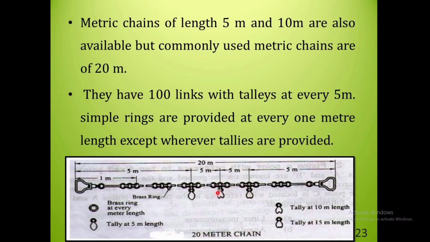On the chain we cannot mark the numbers, so this tally indicates certain meters of chain length. For example, here you can see that there is a tally which is similar to this. That means if you are measuring a distance from one brass handle to this point, the distance covered will be 5 meters. Similarly, if you get this tally in the chain line, you can make sure that the distance of the chain from the beginning till here will be 10 meter. Similarly, various tallies will be provided to note down the reading in case of metric chain.